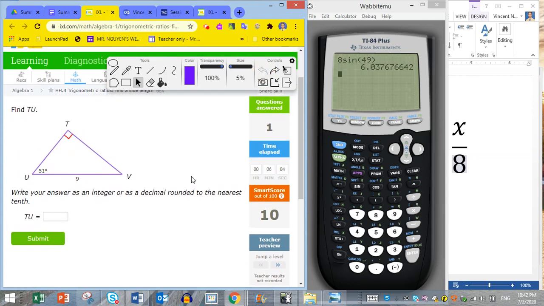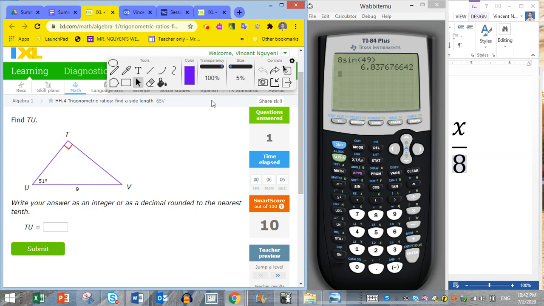All right, let's do this one. TU, okay? So I'm looking for TU. Now I'm looking at my reference angle 51, and I look at TU.